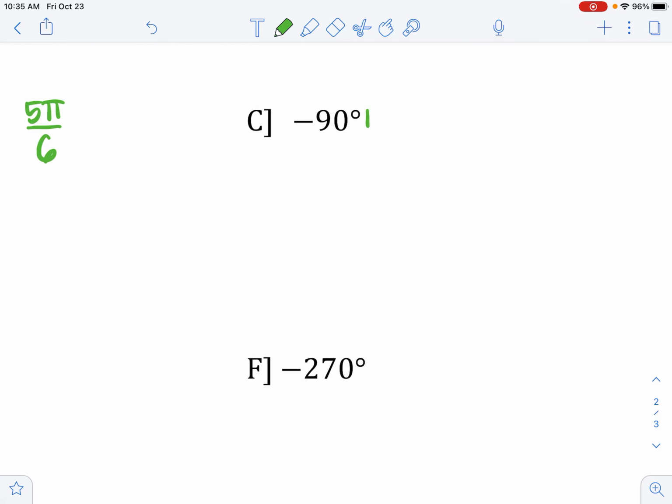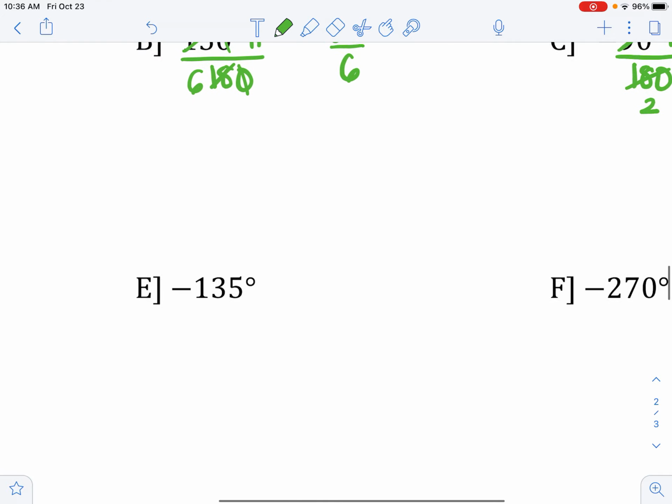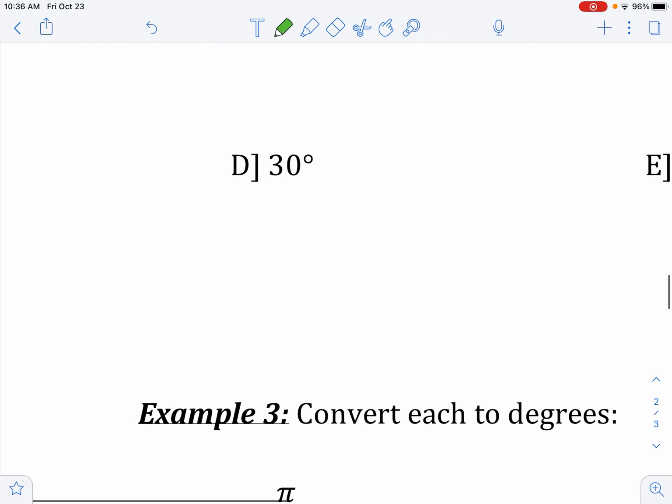All right, this is in degrees. I want it to be in radians, so I'm going to multiply by pi and divide by 180. 90 goes into itself once, and it's negative. 90 goes into 180 2 times, so this is negative pi over 2. Notice I'm putting the negative in front. You can put the negative in front, it looks the best, or you can put it in the numerator. Please don't put it in the denominator.